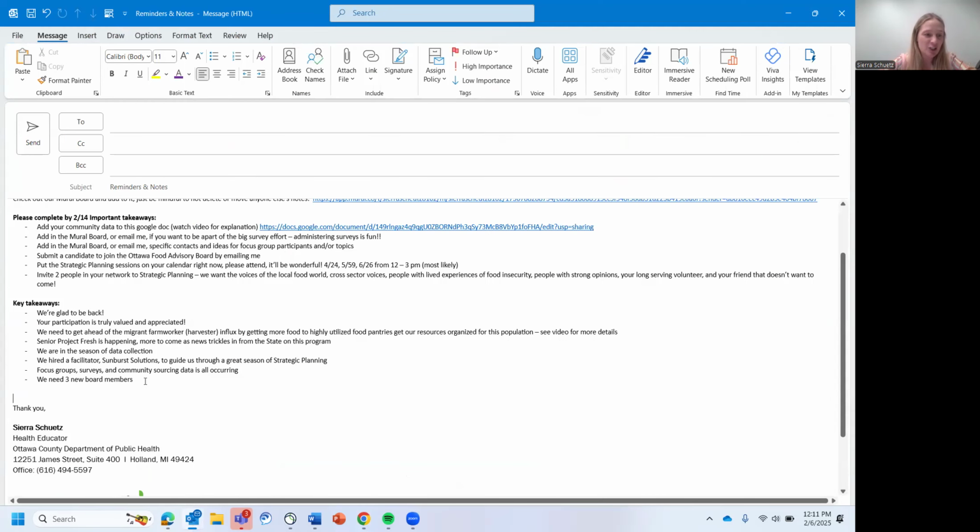And just to stitch that together, some key takeaways are attending those strategic planning sessions. Also know that we hired Sunburst Solutions to be our facilitator. So they'll be at the next meeting we're all at. They're going to be guiding us through the strategic planning process. Know that focus group surveys and community sourcing data are all occurring. We are seeking new board members. We want to get ahead of the harvester influx.